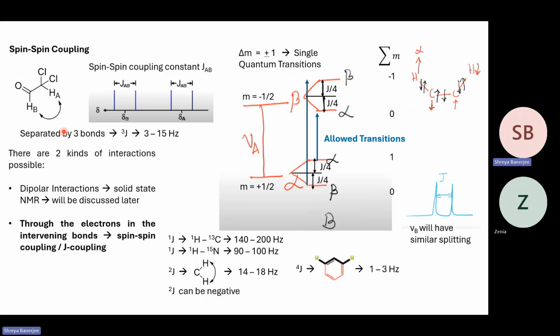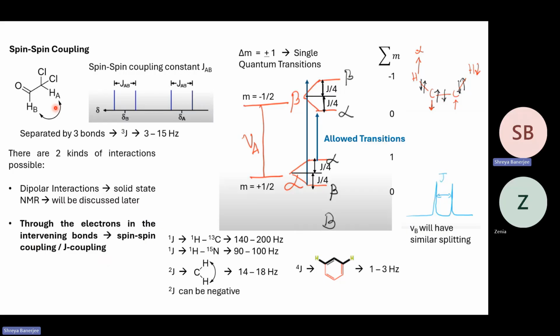Now we will discuss a concept called spin-spin coupling. Here you have two hydrogens which are separated by 3 bonds. So it is 1, 2, 3 bonds. HA and HB are separated by 3 bonds. There are two interactions possible between these. One is dipolar interactions, which we will discuss later. The more common type of interaction that is observed in solution state NMR is called spin-spin coupling or J coupling.